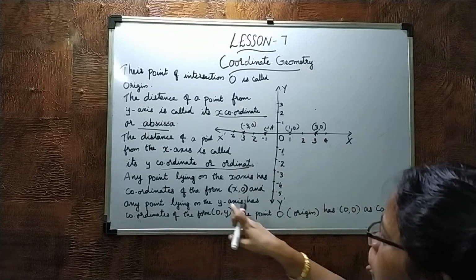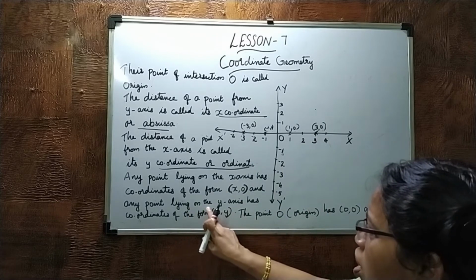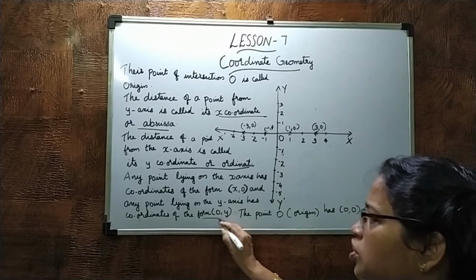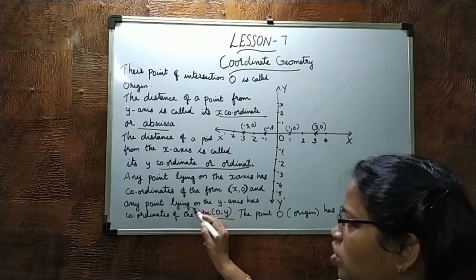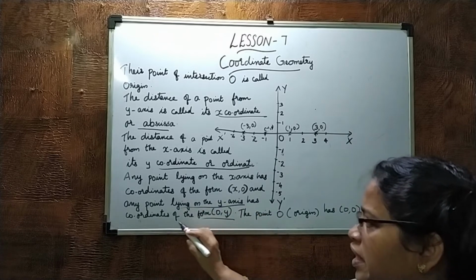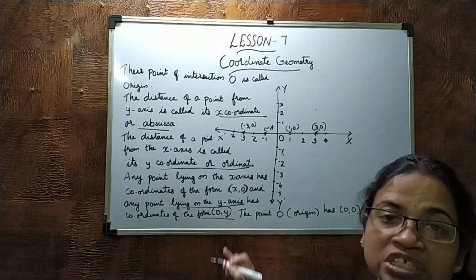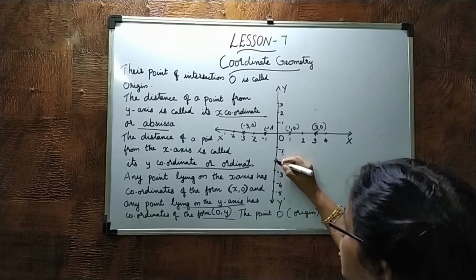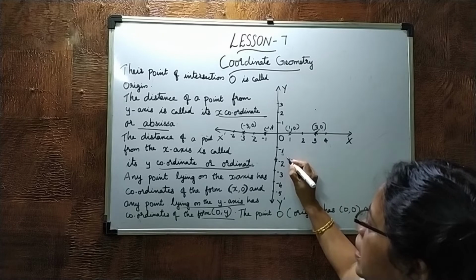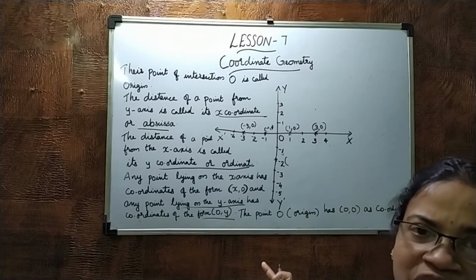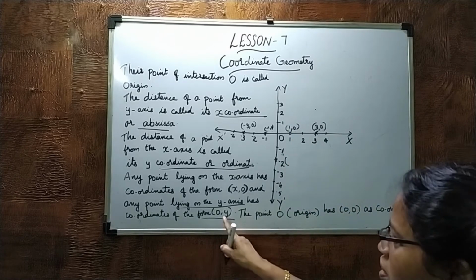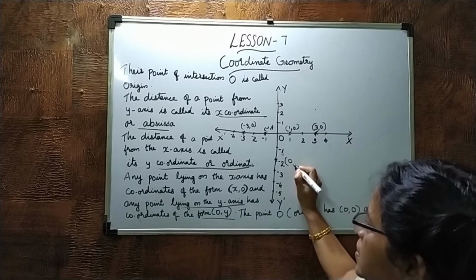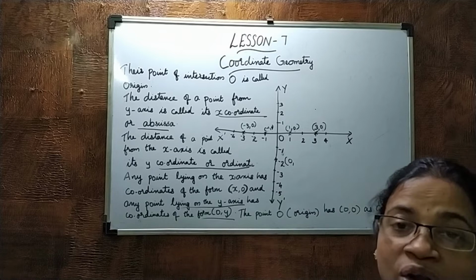What about the points on the next one? Any point lying on the y axis has coordinates of the form 0, y. It lies on the y axis, which means the coordinates are of the form 0, y. If you put a point here, where does it lie? It lies on the y axis. So what is the form? It is 0, y, right? The x coordinate is 0 and then y.